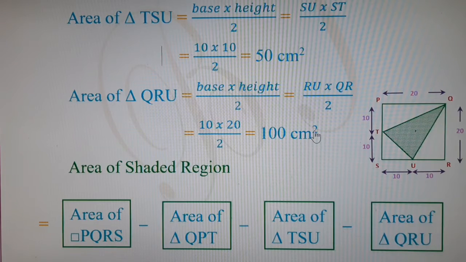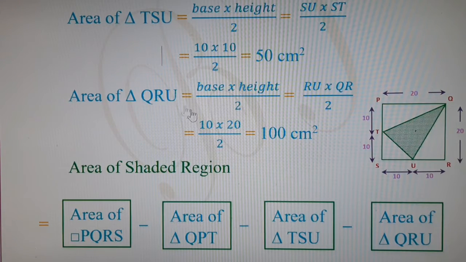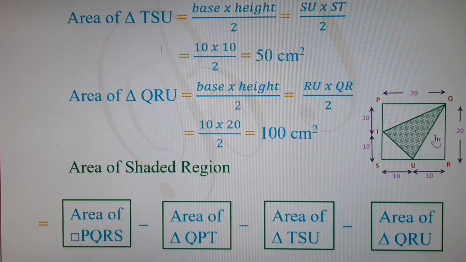Here also let me remind you children, whenever the area topic is there, we have to write the power or degree 2 next to the unit. So your centimeter is the unit, so we have to write centimeter square. If meter is the unit, then we have to write meter square. So area of triangle QRU is 100 centimeter square. So this third triangle is 100 centimeter square.